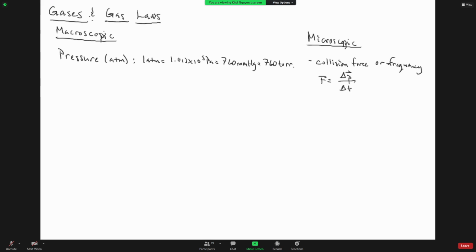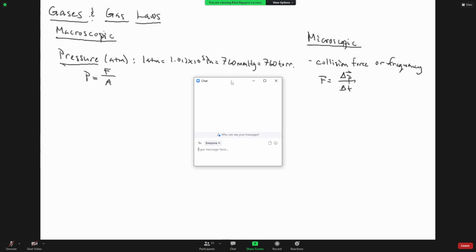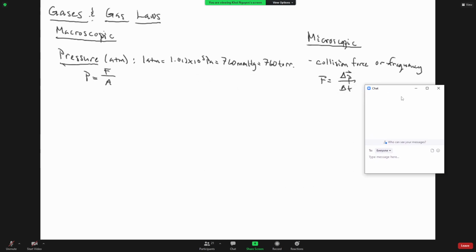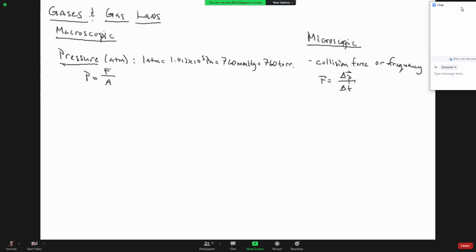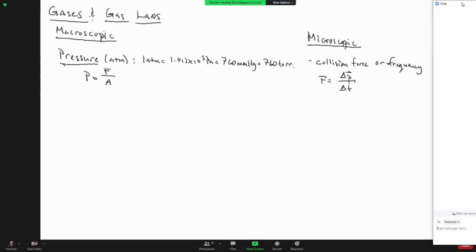So we think of it as that force per cross-sectional area is what we defined as pressure, right? And pressure on the microscopic level is that force per cross-sectional area. The force exerted by the gas molecules colliding with the side walls of whatever container you have is giving you that pressure. So the macroscopic property is pressure, but that's exerted on and caused by the microscopic property of collision force or collision frequency, okay?